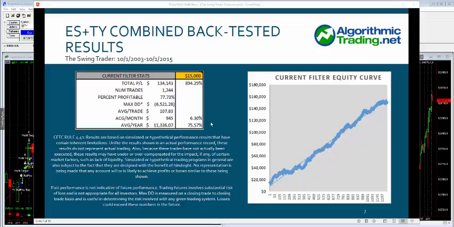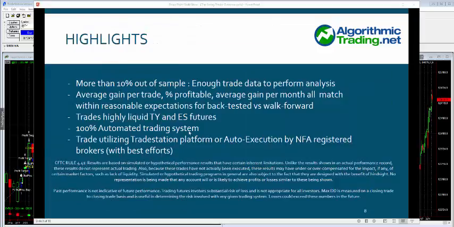Overall, we are definitely very pleased with the results of the swing trader algorithm. For the most part it has lined up very well with the back testing. Even though, again, past performance does not dictate that it will continue to do that well moving forward, it does at least give us a reference point. So with that, I'll quickly talk about some of the highlights now that we've talked about the back-tested and also the walk forward.